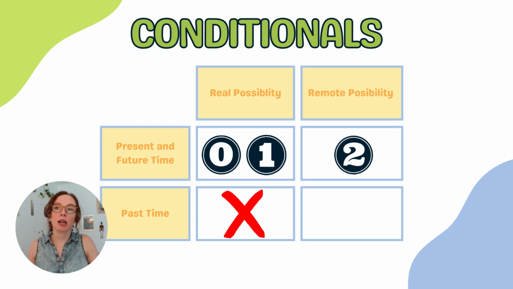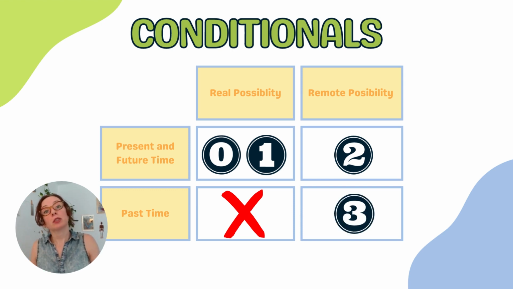And we don't have one for a real possibility in the past time, just because we can't really change the past. There are sort of forms, but it's very strange. We don't really use this, right? Because we can't really change the past, or at least I can't.